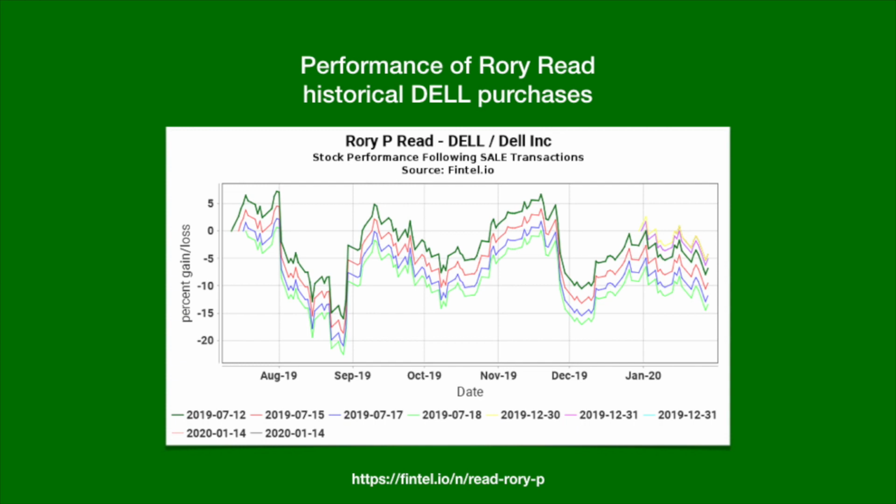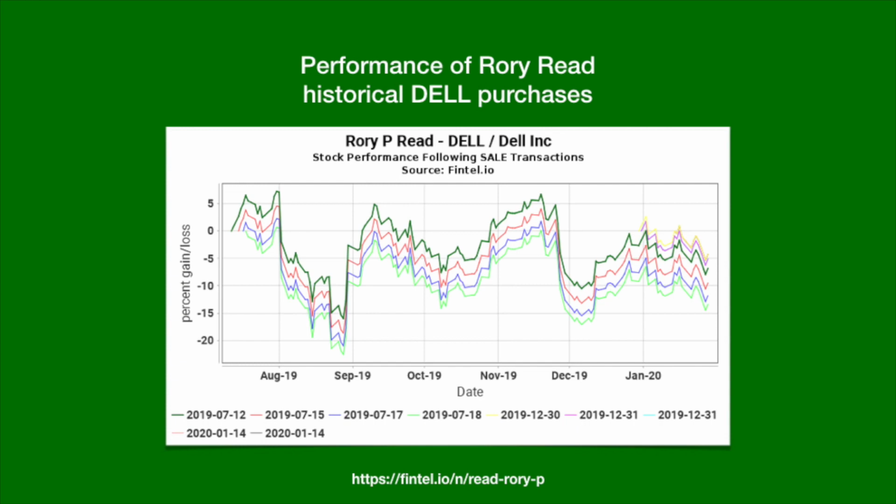You can see that there was a pretty significant 20% decline directly after Rory Reid made those sale transactions. And subsequently, there were maybe 3 trades made on December 31st of 2019. This is kind of to the far right, and then a couple more made on January 14th. And both of these blocks of trades also have declined a bit, although not quite as significantly.